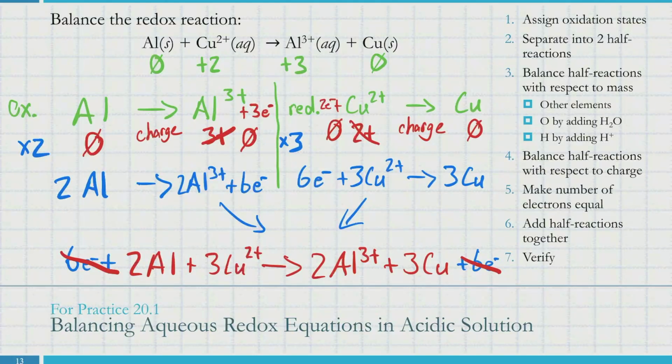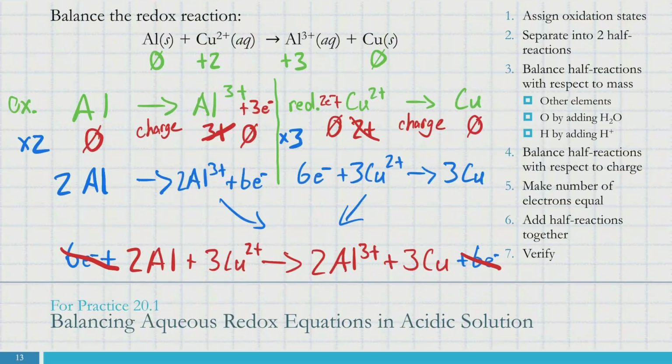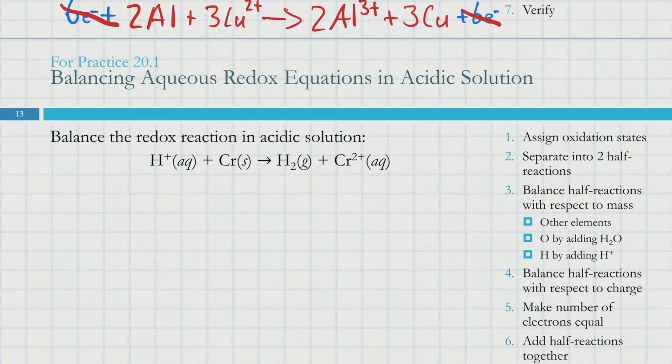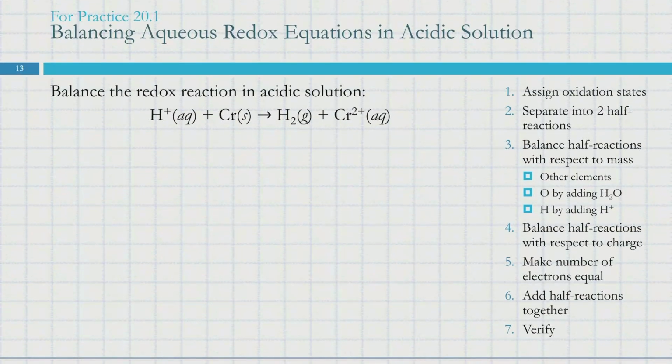Questions about that one? All right. I'll let you try this one. Balance the redox reaction in acidic solution. So we've got H plus reacting with Cr to turn into H2 and Cr2 plus.